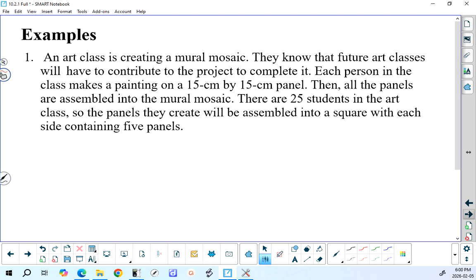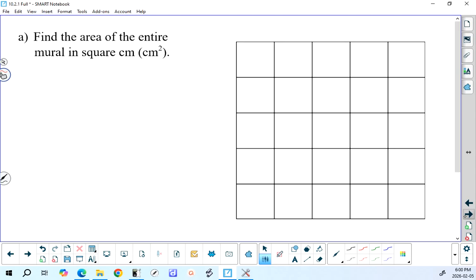An art class is creating a mural mosaic, and they know that future art classes are going to have to contribute to the project in order to complete it. So far, I haven't really been told anything too interesting in terms of math, but now here it comes. Each person in the class makes a painting on a 15 centimeter by 15 centimeter panel, and there are 25 students in the class, and they're going to put the 25 panels together to form this mosaic. And we're asked to find the area of the entire mural.